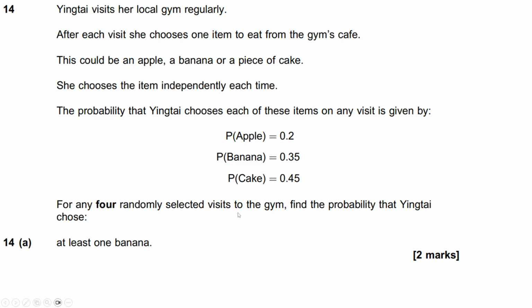For any 4 randomly selected visits to the gym, find the probability that Yingtai chose at least 1 banana. Okay, so the probability of choosing at least 1 banana is 1 minus the probability of not choosing a banana. The probability of not choosing a banana every single time is 0.45 add 0.2, which is 0.65 to the power of 4. Probability of not choosing the banana 4 times in a row is that. 1 minus that is at least choosing it once.